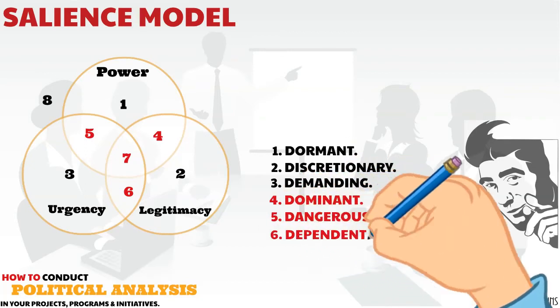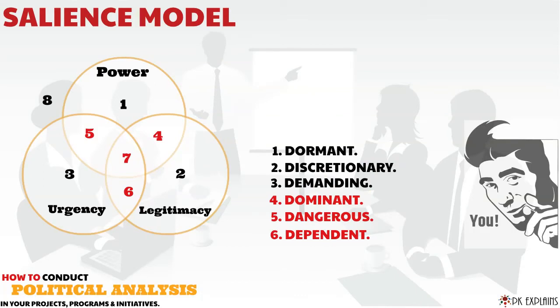6. Dependent. These are legitimate and have the urgency, but do not have the required power. The stakeholders in this category have to be managed well, as they are helpful when you need to leverage their strengths in navigating the organizational complexities.